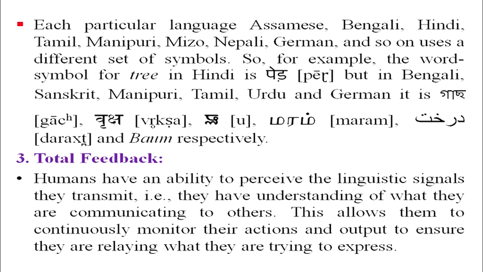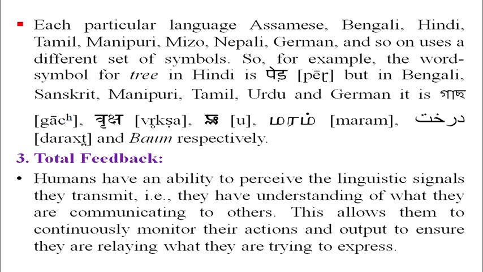So, each particular language, for example, Assamese, Bengali, Hindi, Tamil, Manipuri, Mizo, Nepali, German and other languages also, they have a different set of symbols and they use it differently. For example, the word symbol for tree in Hindi is ped, but in Bengali, Sanskrit, Manipuri, Tamil, Urdu and German, it is gach, vriksh, oo, maram, darakht and baum.